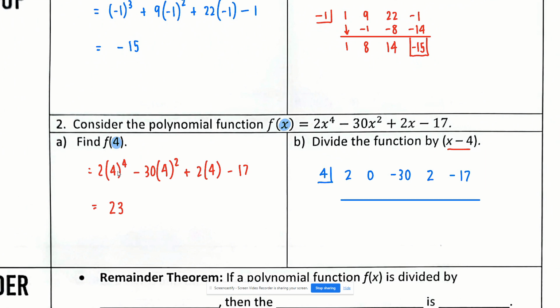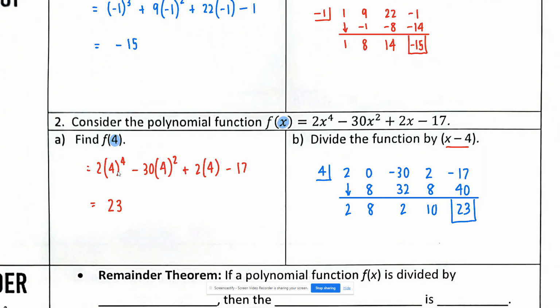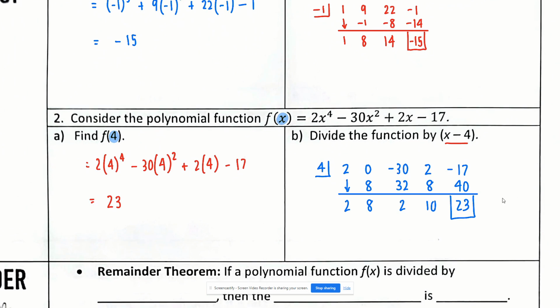Now sometimes this math gets a little bit big, but most of the time it's actually pretty manageable. If I bring down that 2, 4 times 2 is 8. 0 plus 8, 8. 4 times 8, 32. 32 minus 30, 2. 4 times 2, 8. 2 plus 8, 10. 4 times 10 is 40. And 40 minus 17, sure enough, is a remainder of 23. Same value. And in this math, I can do all that math pretty much in my head.